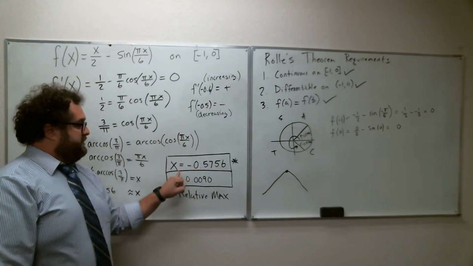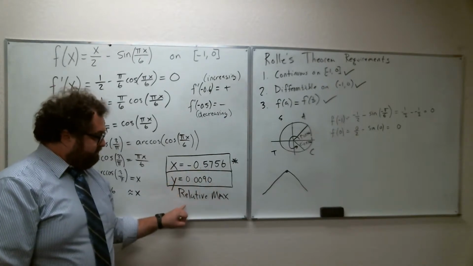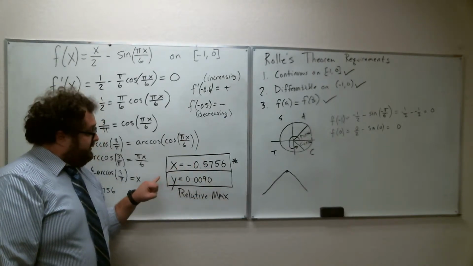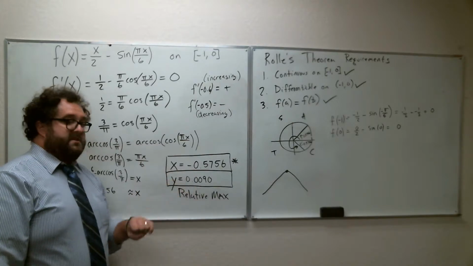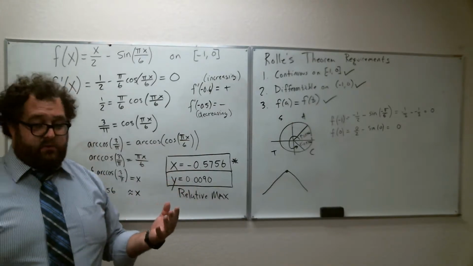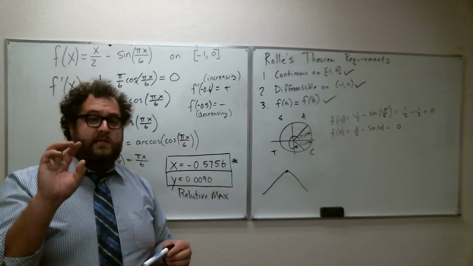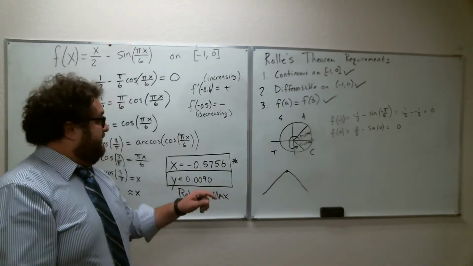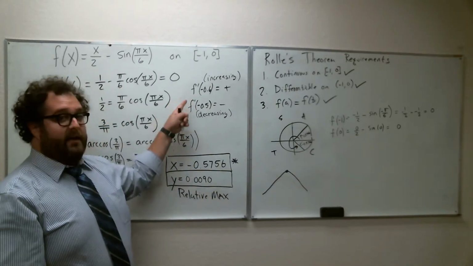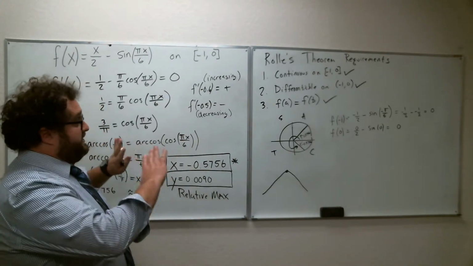So that's how I understood, that's how I ascertained the fact that this point is a relative maximum. Now, Rolle's theorem doesn't really give you a good way to tell if it's a relative max or min. This is the first derivative test that I'm applying at this point. So I wanted to explain this.